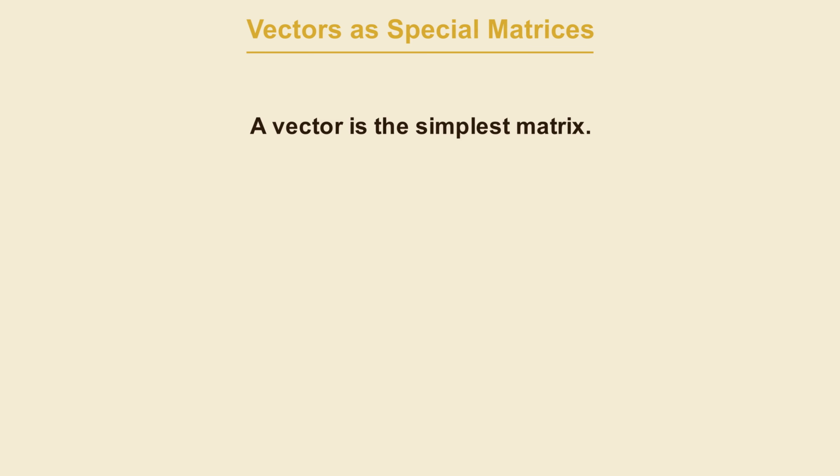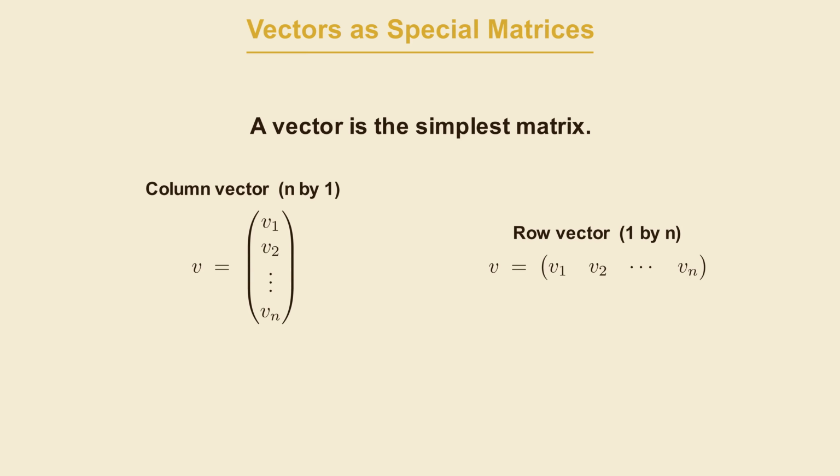A vector is the simplest possible matrix. A column vector is an n×1 matrix, a single column with n entries stacked vertically. A row vector is a 1×n matrix, a single row with n entries running horizontally. So we have the same notation as when we were using matrices, including the indexing, and the only difference is that one of the dimensions here is 1.